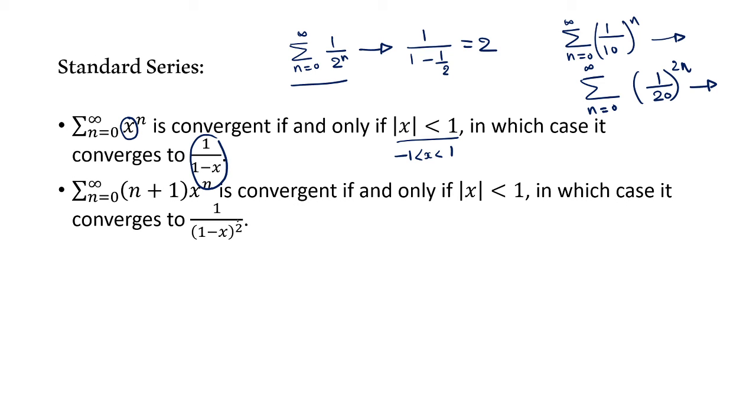Now, suppose I have a similar series, but in that case, they have multiplied it with n plus 1. It is x raised to n, but it is multiplied with n plus 1. In that case, also it is convergent for mod x less than 1, and the limit, where it is converging, is nothing but 1 divided by (1 minus x) square. Right?